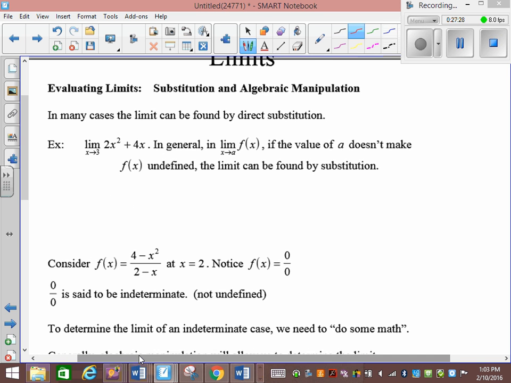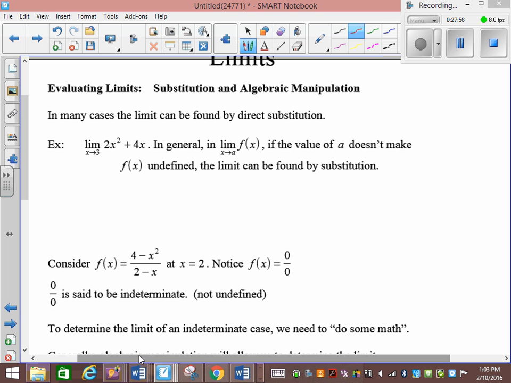Evaluating limits, substitution and algebraic manipulation. In many cases, the limit can be found by direct substitution. And to be honest, if I give you a direct substitution question on your test, most of you will try and do a whole bunch of math to figure out ways that you could tweak it so that you could fill it in, when you could just fill it in the first place. You leave it blank and there's no answer and you can't figure it out because all I actually wanted you to do was just fill it in.